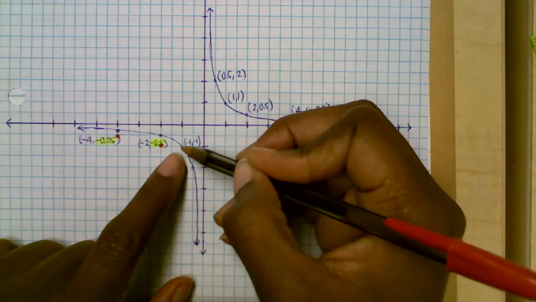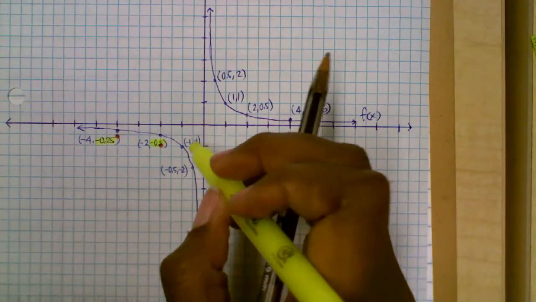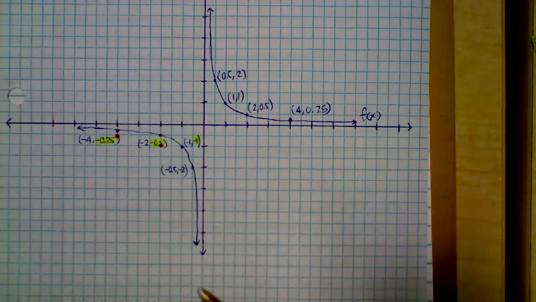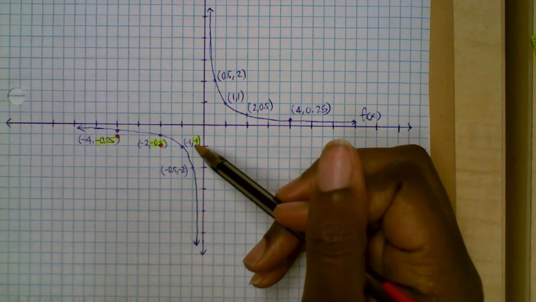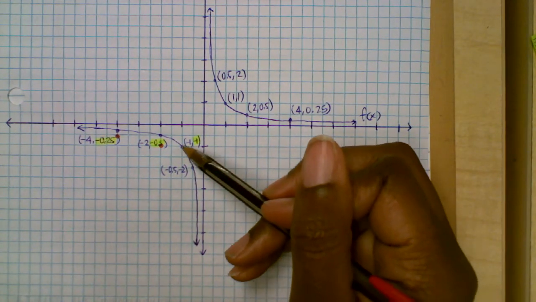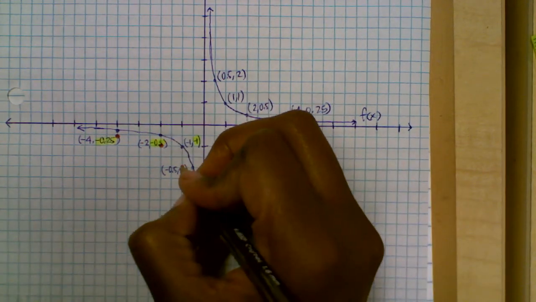So this ordered pair, the y value is negative 1. I'm taking the y value and multiplying it by 2. So negative 1 times 2 is negative 2. So this ordered pair is going to go to the y value of negative 2, which is right here.